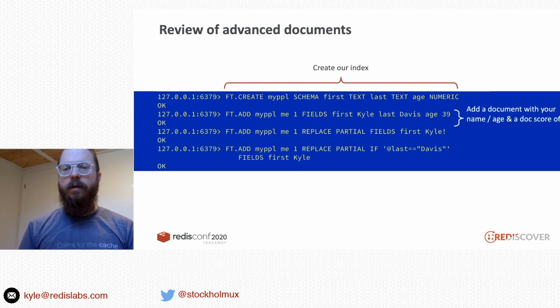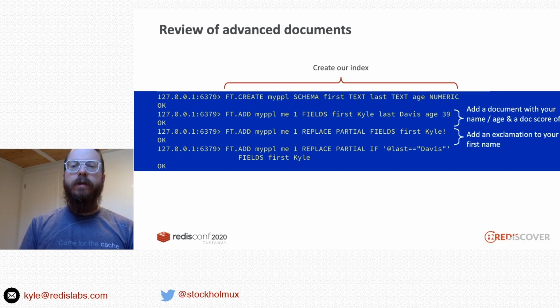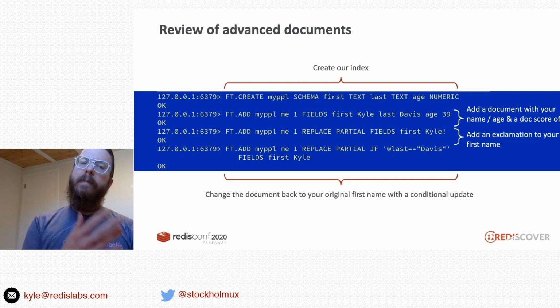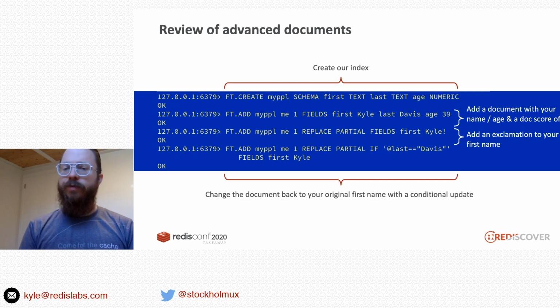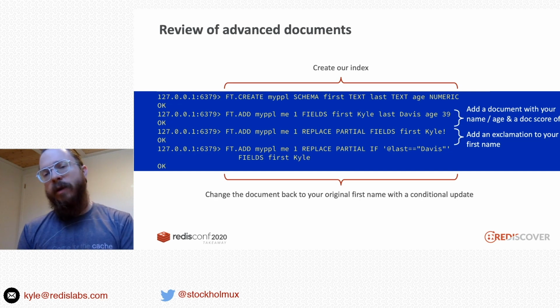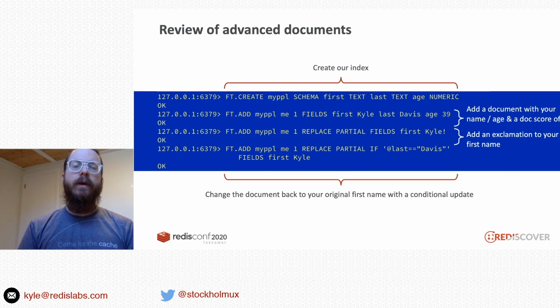So no options here. Then we're going to do replace partial on this. I basically said me is my document name, and whatever the original field of first is, just change it to Kyle exclamation point. Now, the more complicated piece is the conditional update. We're using replace partial again. From my example, what I did was go to the last name, find it by the last name, and then update it to just Kyle, which you could, of course, put in Kyle exclamation point or your name exclamation point and be able to do the same thing.